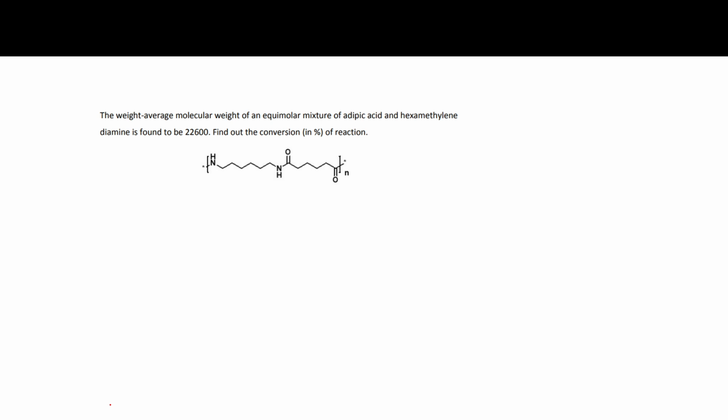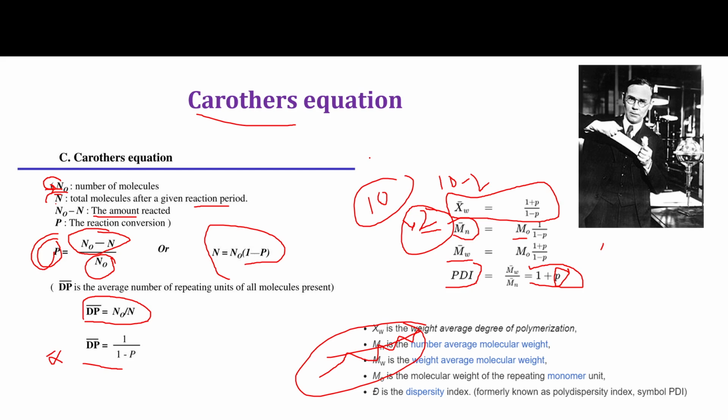Then the first question was: the weight average molecular weight of an equimolar mixture of adipic acid and hexamethylene diamine, which give the synthesis of nylon 66, is found to be 22,600. We have to find out the conversion of reaction. So what do we want to find out? The conversion of reaction, p, from 1 by 1 minus p.